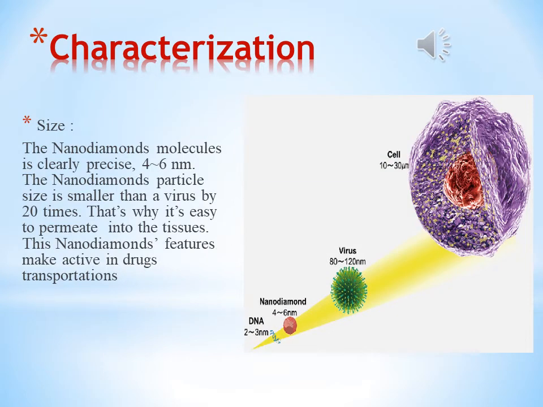Now I would like to talk about the characterization. First of all, size. The nanodiamond's molecular size is clearly precise. It's between 4 and 6 nanometers. So the nanodiamond's practical size is smaller than the virus by 20 times. That's why it's easy to permeate into the tissue. And because of this feature, nanodiamonds are active in drug transportation and other functions.